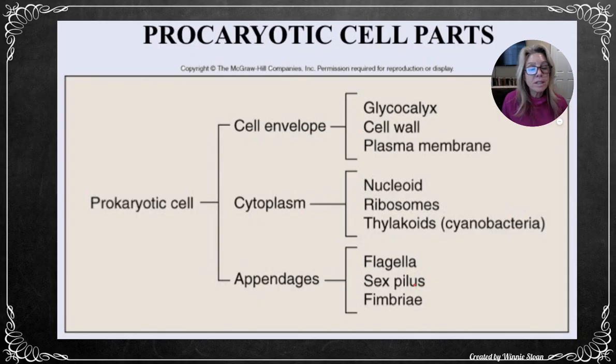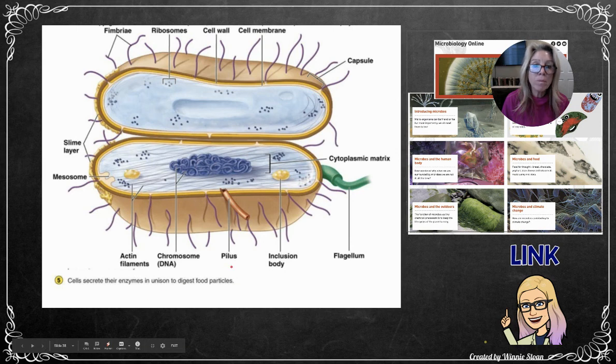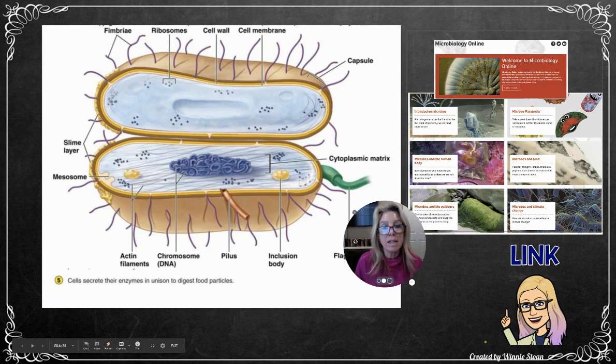And then a sex pilus, that is for conjugation. That's bacterial sex. They extend a sex pilus and exchange DNA across that, used to transfer DNA in the form of plasmids. And then fimbriae are for surface adhesion. Now, here's a picture so you can review all of those structures.